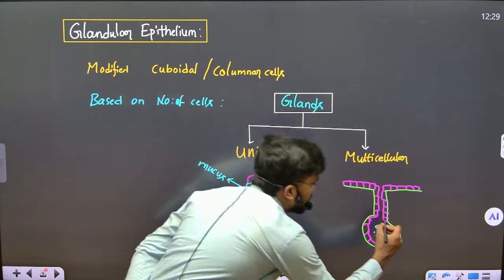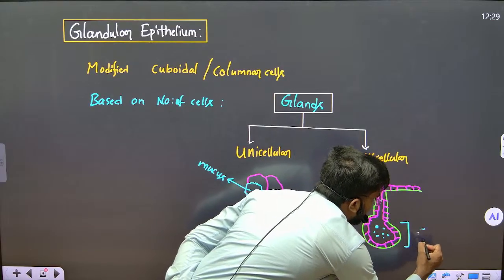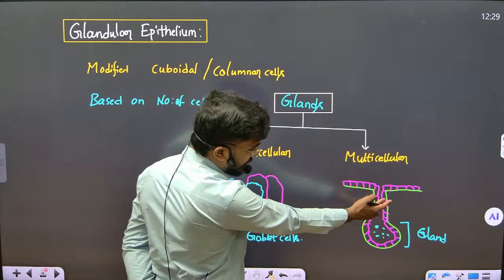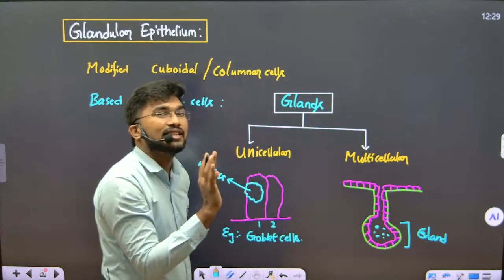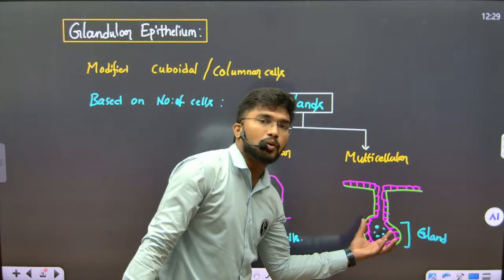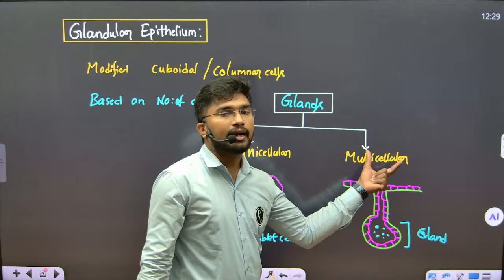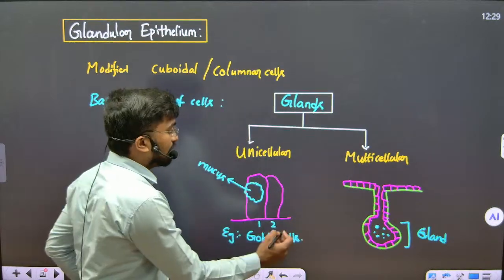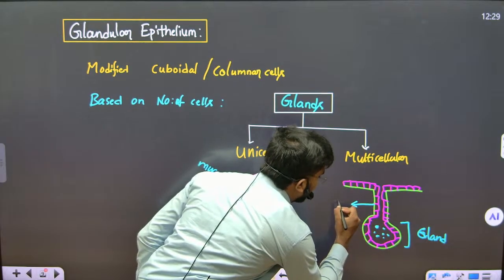Now this area has undergone modification, right? This is acting as a gland. The remaining part is not acting as a gland. It is not secreting anything, but it has a role. What is that role? It is transporting the secretion from this location to the target, right? So it is acting as a duct. This is the duct.